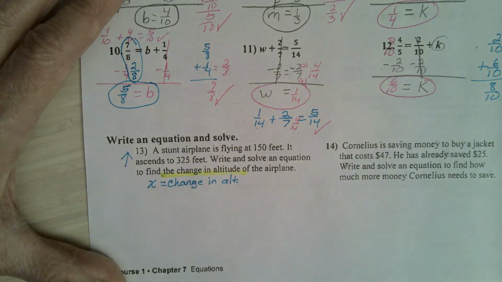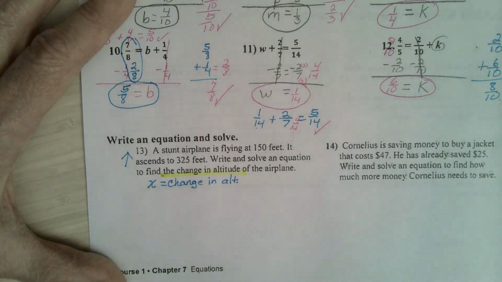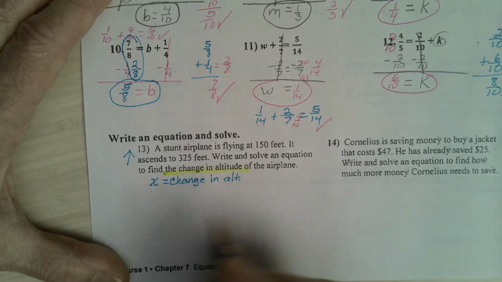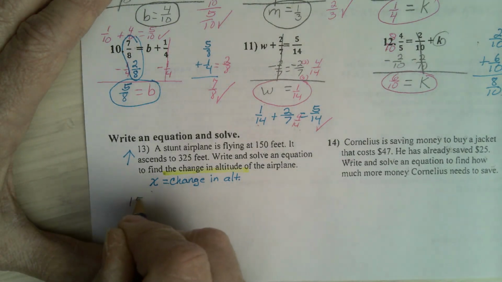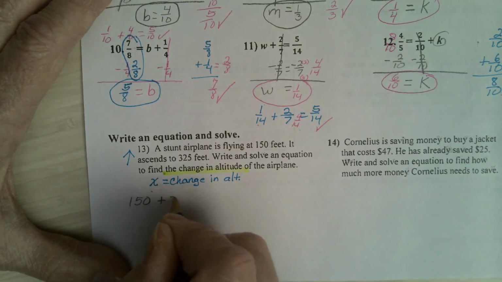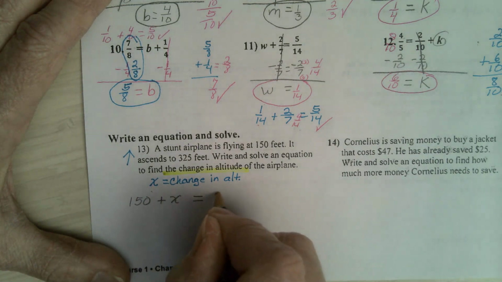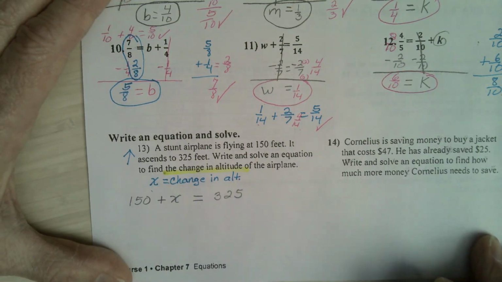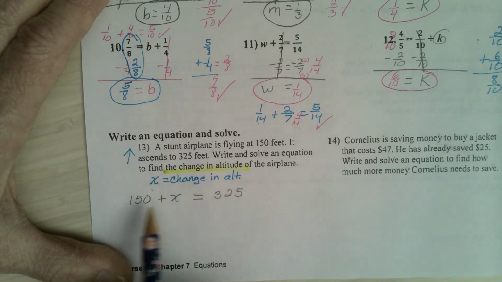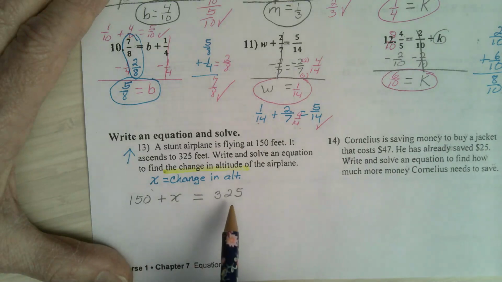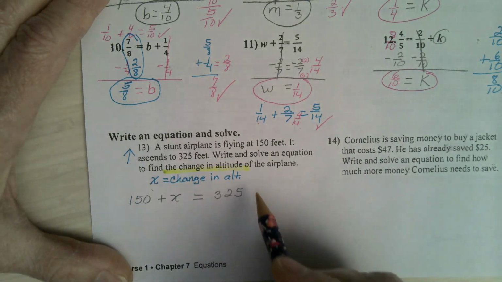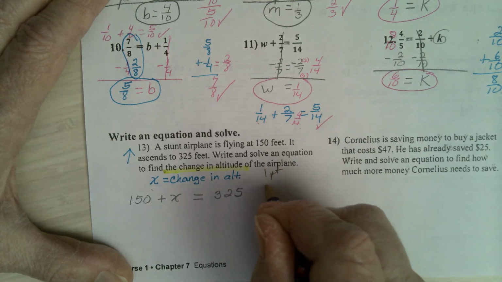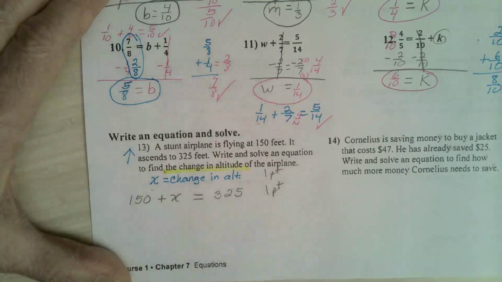Now we have to write an equation. Well, and we're going to use an x because I said x was our variable. We know 150 plus x equals 325, right? They were at 150. It goes up an amount, and now it's at 325. That's worth a point. So you get 1 point for your variable, 1 point for the equation.